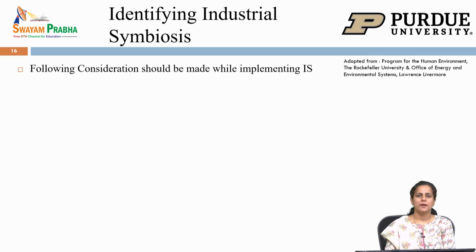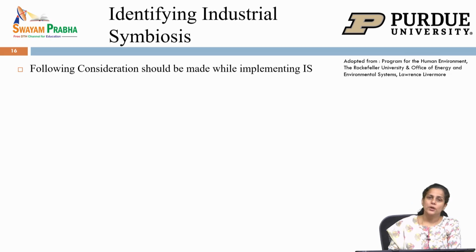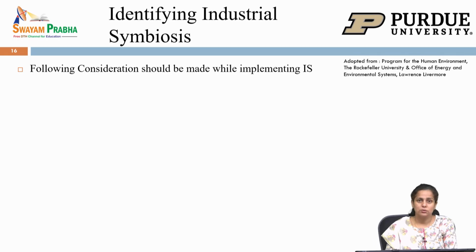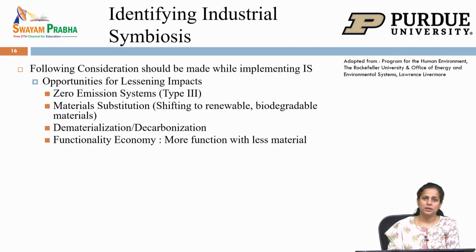Now that we have an idea of designing sustainable systems by looking into industrial symbiosis, let us look at the steps to actually identify industrial symbiosis. When you are implementing industrial symbiosis to create such industrial ecosystem parks or industrial networks, first we think about opportunities for lessening impacts. Remember that our goal is to move towards a type 3 system, which is a completely closed system in terms of material flows. So, we are looking into zero emission systems.